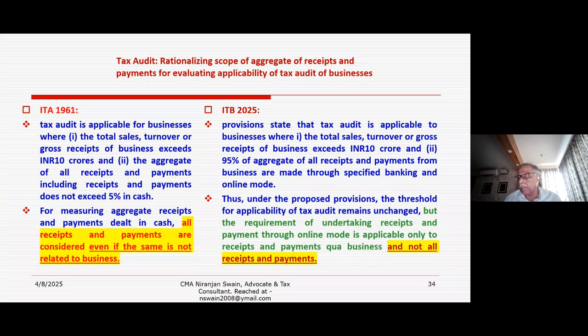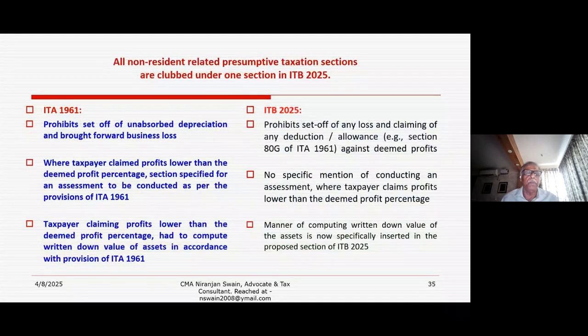out of the total turnover, 95% of the turnover is received through the banking channel. Only 5% is received in cash, not only turnover, both receipts and payments. So 95% of the receipts or payments are through the banking channel. In that case, the threshold limit is 10 crores. If it is more than 5%, that means cash is available. So is it related to only business receipts or the entire bank receipts? That is why it has been clarified for applicability of 10 crores that only the receipts related to the business will be taken into consideration, not the other receipts.